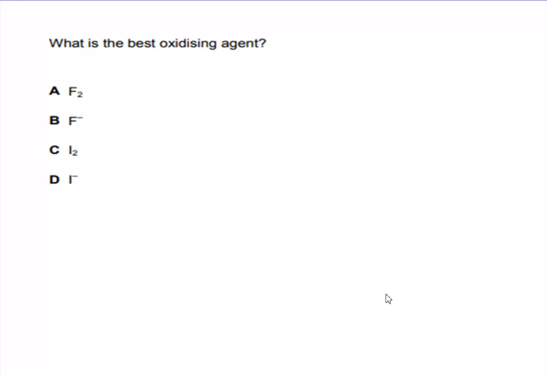And the first thing you have to ask yourself is, what is an oxidizing agent? And so we know that an oxidizing agent causes oxidation, and we can remember the mnemonic OIL RIG. Oxidation is loss. So if we're going to cause loss, we have to do that by taking. So an oxidizing agent is an electron acceptor.